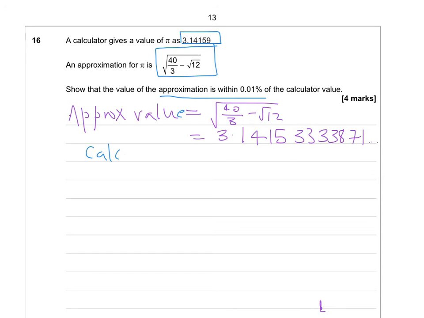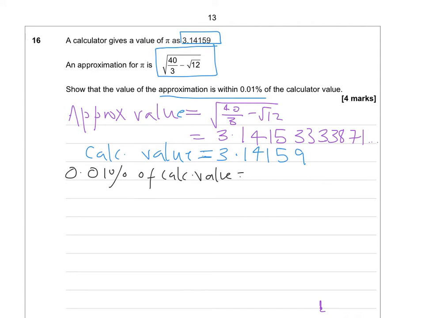Now the calculator value is 3.14159, which means that the calculator value is slightly bigger than the approximate value. So what we want to know is whether the approximate value is within 0.01% of the calculator value. There are a number of different ways of doing this. One way in which we can do this is to work out what 0.01% of the calculator value is.